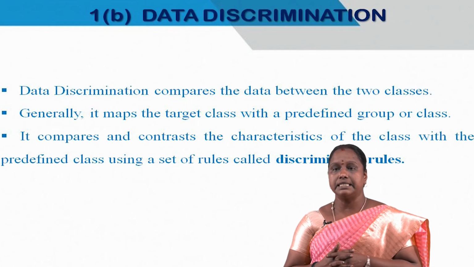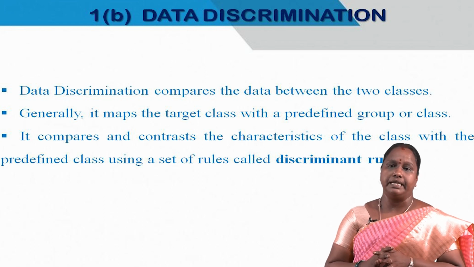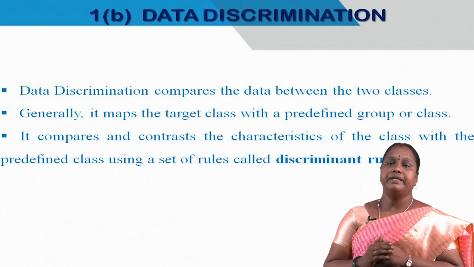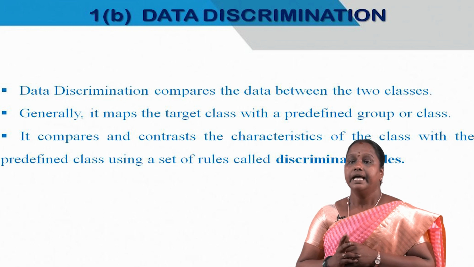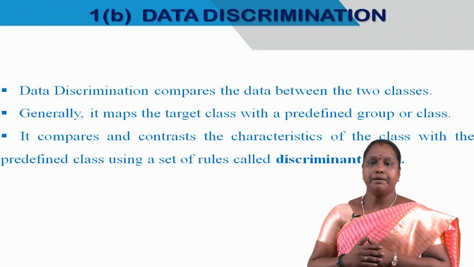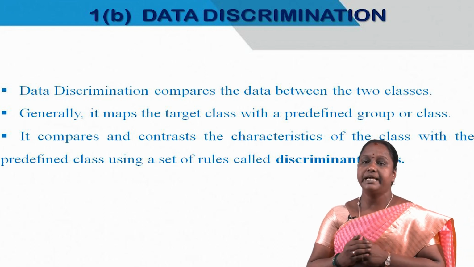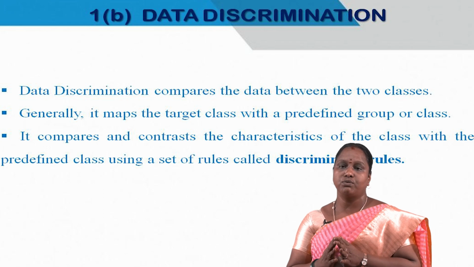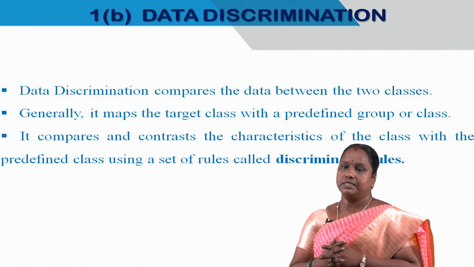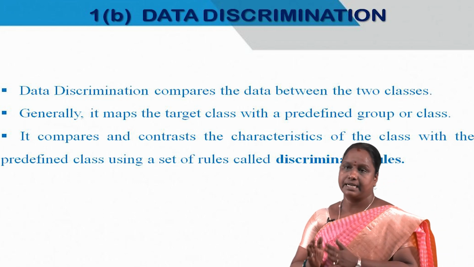Next one is data discrimination. Data discrimination is one of the functionalities of data mining. It compares the data between the two classes. Generally, it maps the target class with a predefined group or class. It compares and contrasts the characteristics of the class with the predefined class using a set of rules called discriminant rules. The methods used in data discrimination are similar to data characterization.